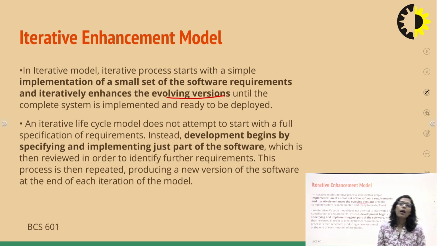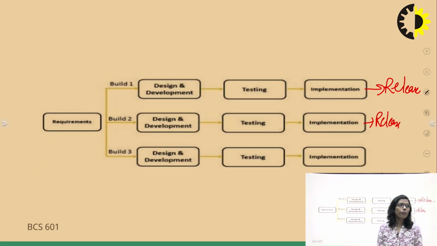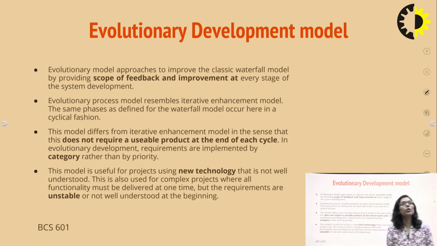So first admission, then you can add on the attendance, then you can add on employee, and then you can add on that is marks. So these are iteratively we are enhancing the software and we are releasing it. So that is your iterative enhancement model. Next is your evolutionary development model.